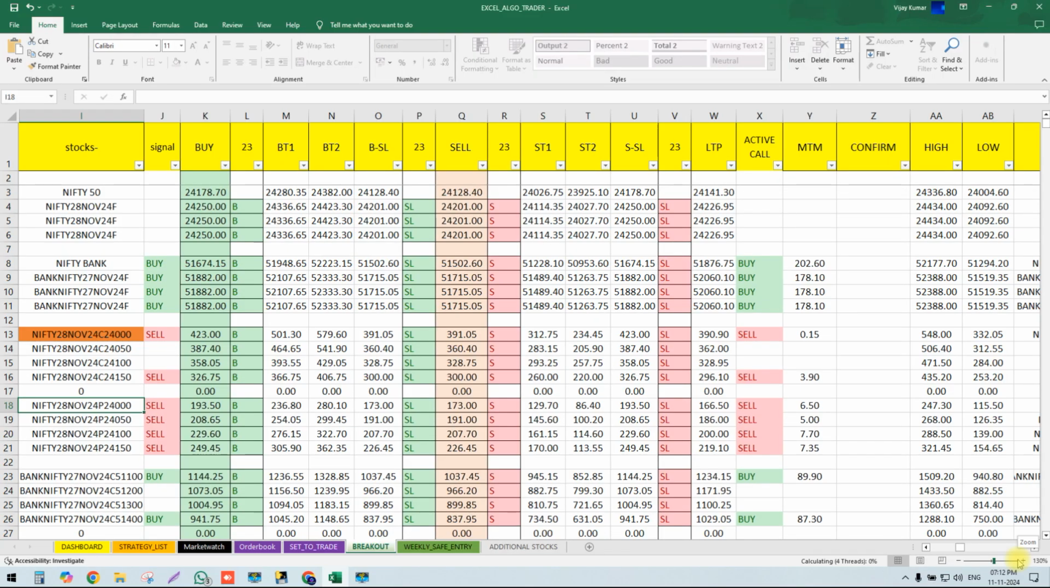Hello guys, welcome back to Excel Algo Trader, and today I'm going to show you a backtest of breakout strategy, how our breakout strategy worked today.